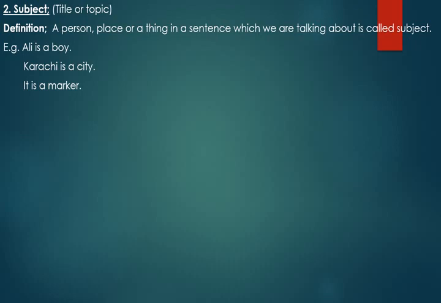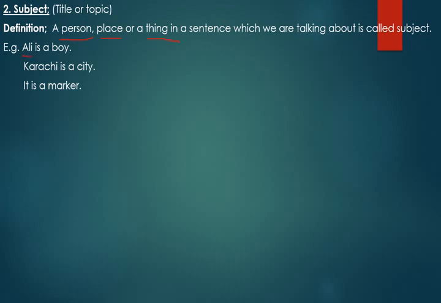The definition of title subject: a person, place, or a thing in a sentence which we are talking about is called subject. Keep in your mind, here the subject is not the doer of an action. Here your subject is known as title or topic subject. One example is Ali is a boy. Now Ali is not doing an action. We are just talking about a person.